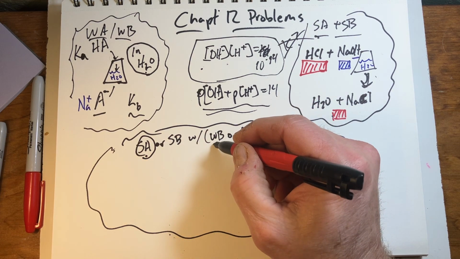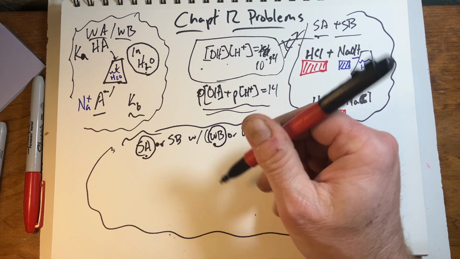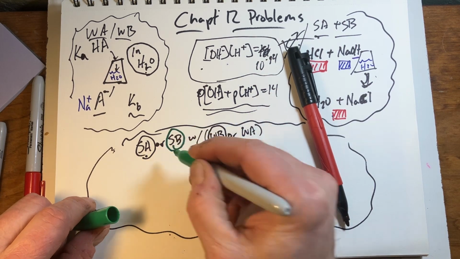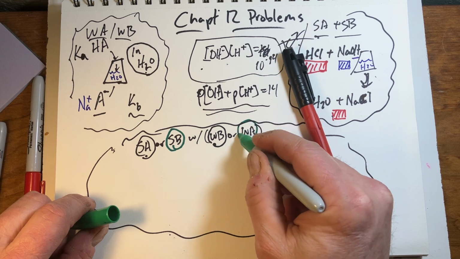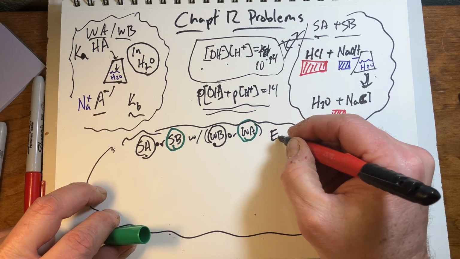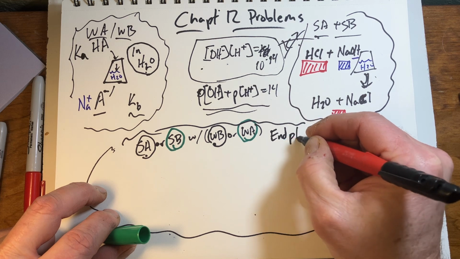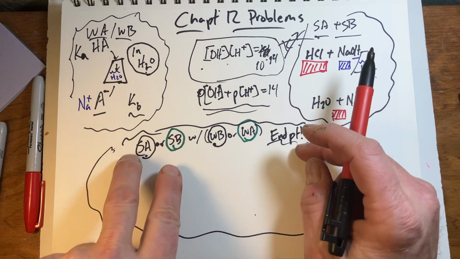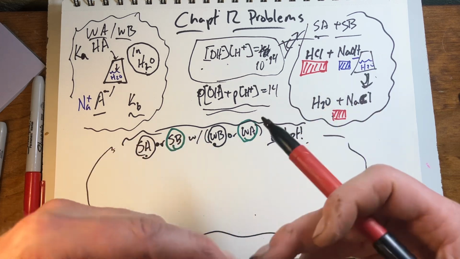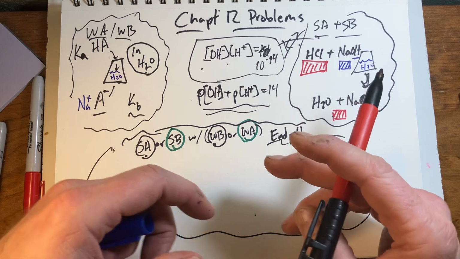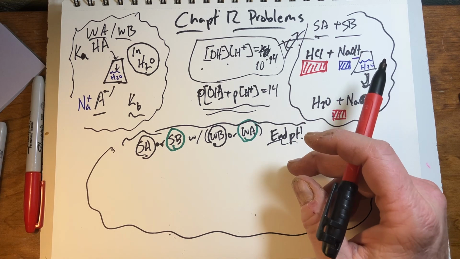I'll put them in the black here, strong acid with weak base. I'll use a different color, green. Or we can consider a strong base with a weak acid. And we're always, for chapter 12, going to consider these reacting to endpoint or to equivalency, meaning we're going to have a reaction where we have an equal mole amount of the H+ and the OH that's generated. So let me go ahead and show you an example of this.